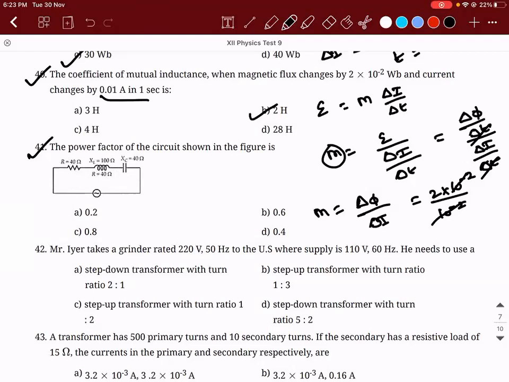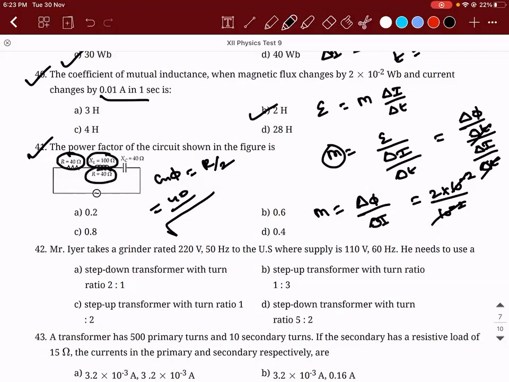Okay. The power factor cos phi is equal to R divided by Z. Right. So R is 40, divided by Z, which is how much? Root of R square... So what is the total resistance of the circuit? The resistance is 40 ohm. This is not an ideal inductor.